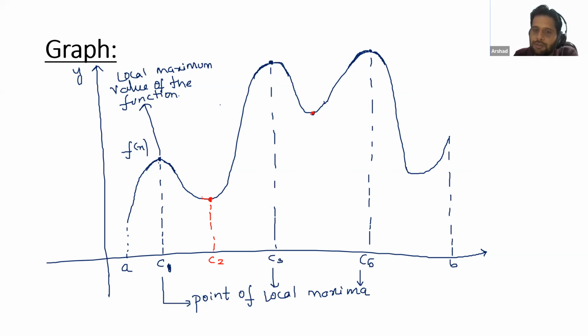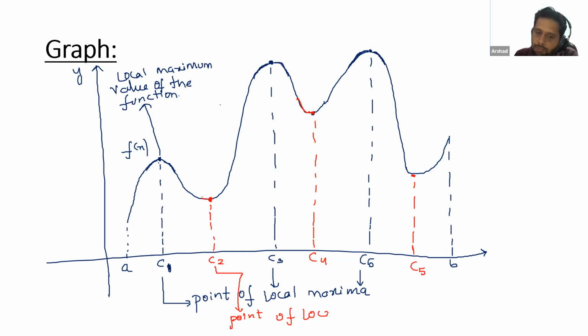Similarly, if we check this, this is C4. At this point, the function has a value which is less than the neighboring points. Similarly, this one, C5. Here the function has a value which is less than the neighboring points. So these points are called what? Points of local minima.